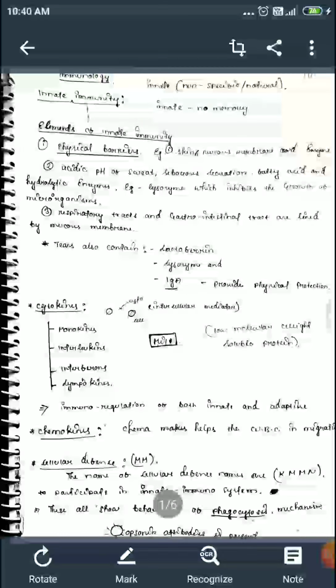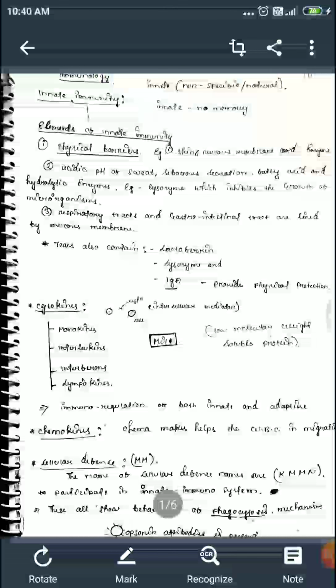Okay, now let's discuss the elements of innate immunity. Elements of innate immunity include the physical barrier, chemical barrier, and cellular defense. Physical barriers include the skin and mucous membrane. They provide the first line of defense mechanism to fight against pathogens.